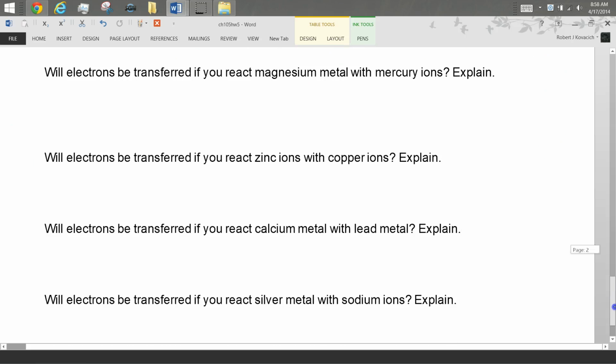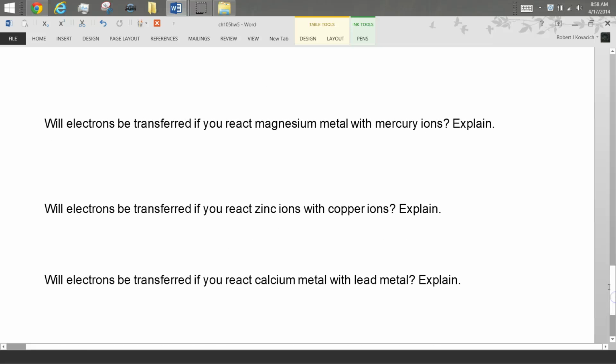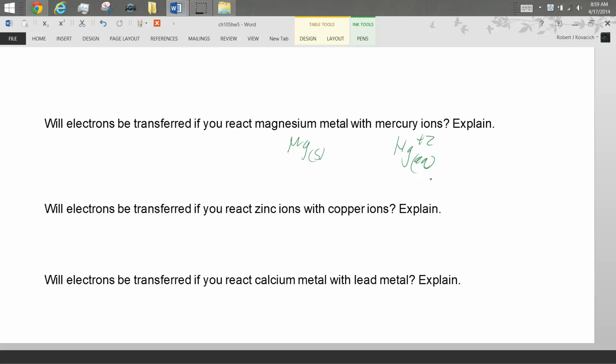Will electrons be transferred for these different situations? Okay, so I have magnesium metal and mercury ions. So this magnesium has its electrons, and this mercury is missing electrons. So will a reaction happen? Yes. Magnesium is higher on the list and it has electrons. The mercury is lower on the list and it's missing electrons. So electrons will definitely be transferred from the magnesium to the mercury.